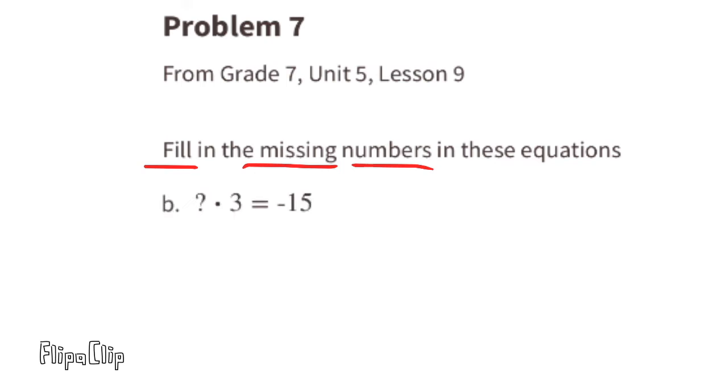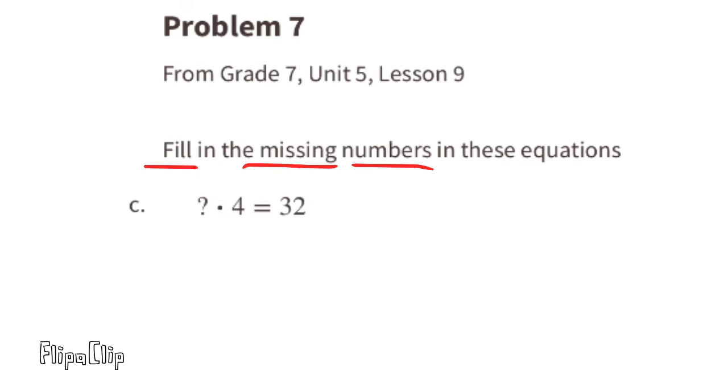B. What number times 3 equals -15? A negative times a positive equals a negative, and 5 times 3 equals 15. So -5 times +3 equals -15.